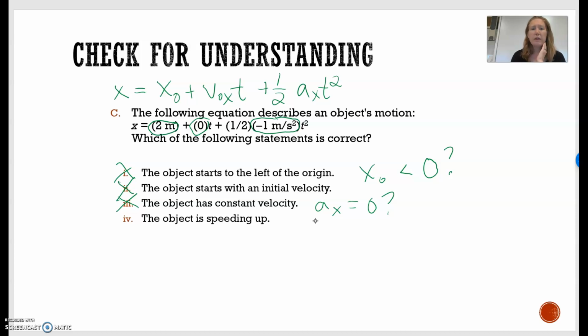Well, one way to think about it would be we could do the velocity function and look at that. We could draw that. We could make a t-chart. So if we take the first derivative, we would get Vx equals V0x plus axt, right? If you do that generically, you take the first derivative.